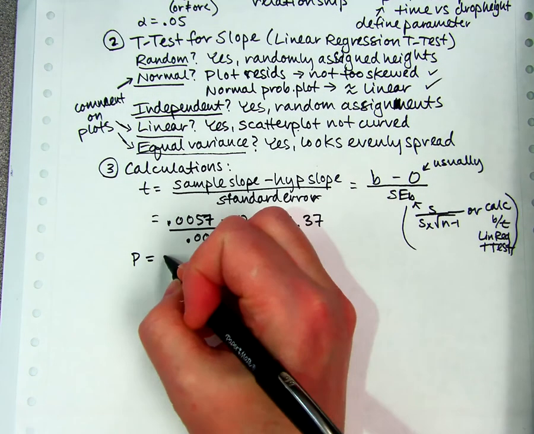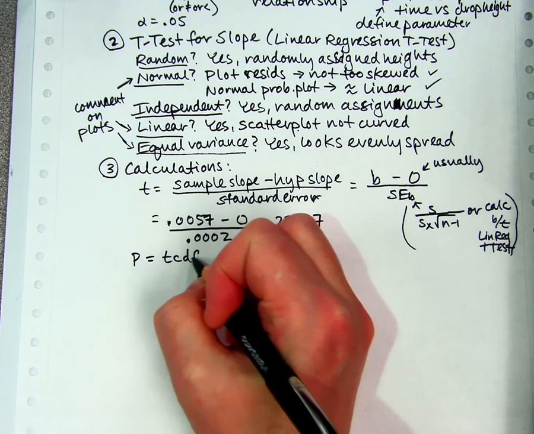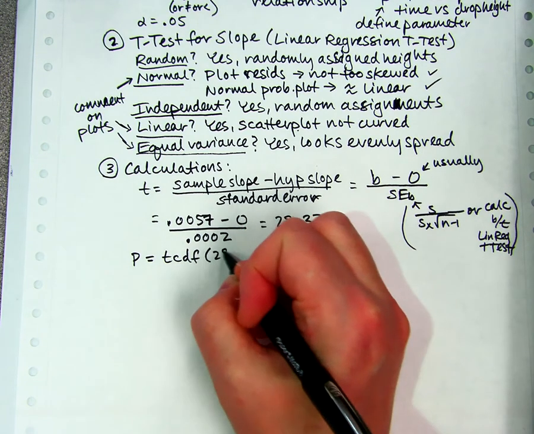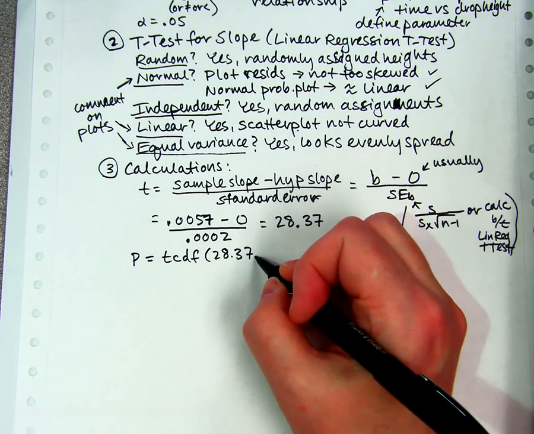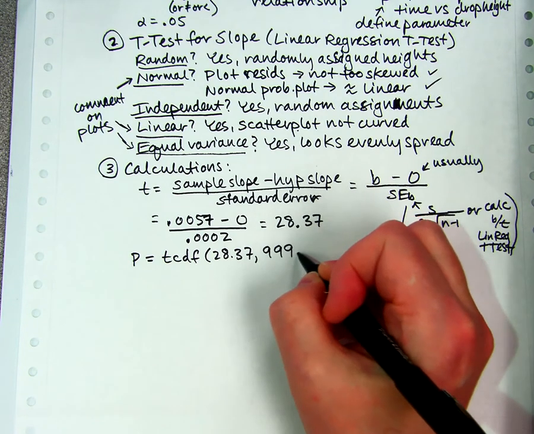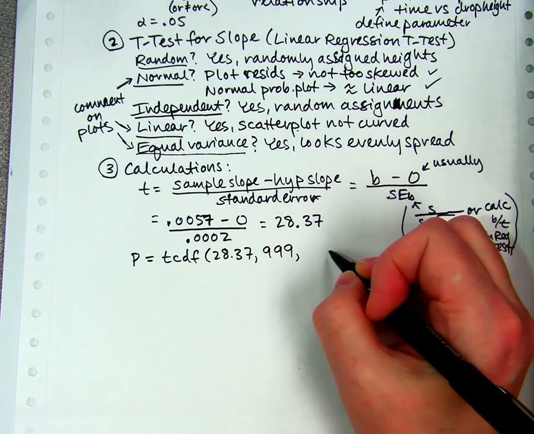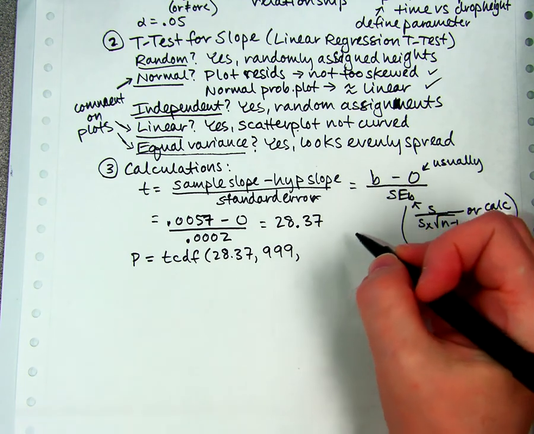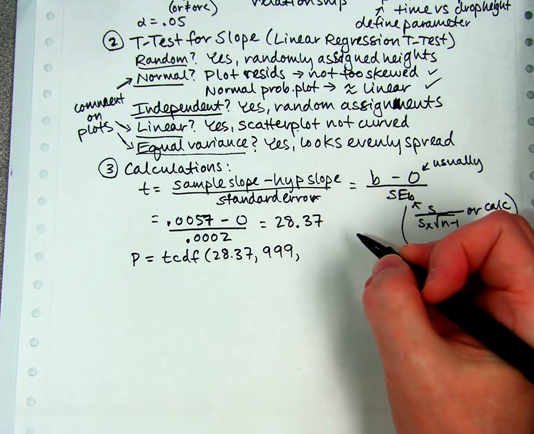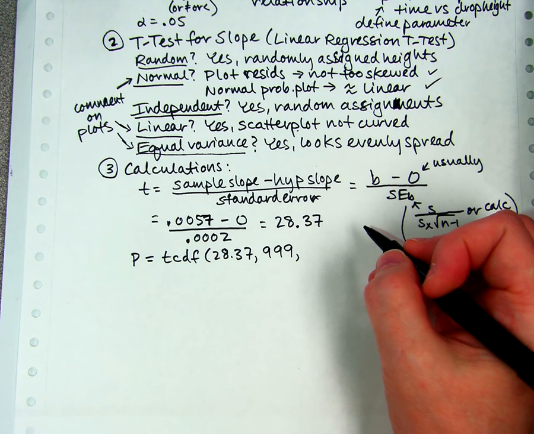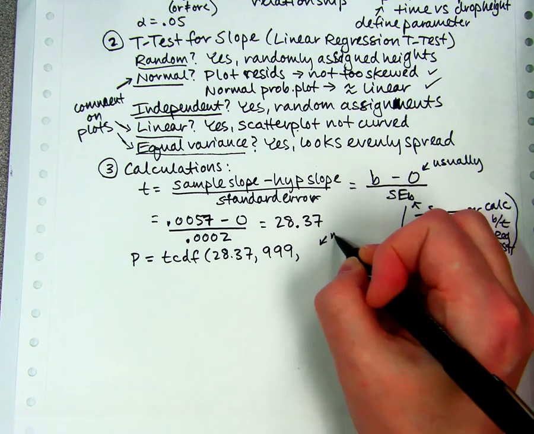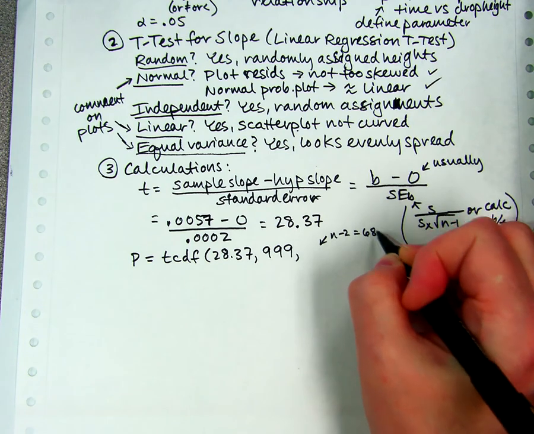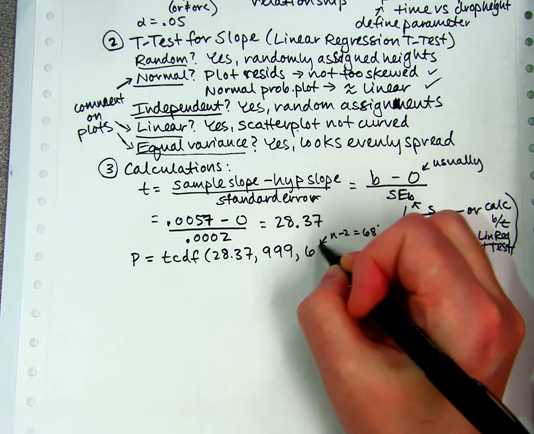You could also find P by doing TCDF, of course. And it would be the 28.37. By the way, that's a huge T, which is why P is so small. DF, remember, is n minus 2. And in this particular data set, there were 70 drops, right? I'm looking to make sure. Yeah, n was 70. And so we do n minus 2, which is 68, is the DF.